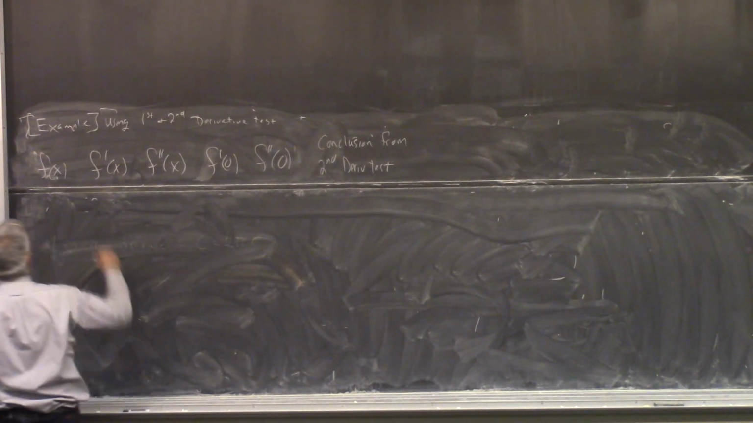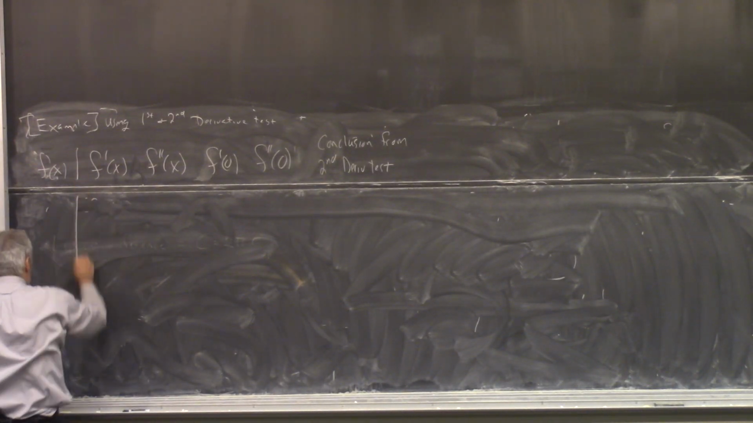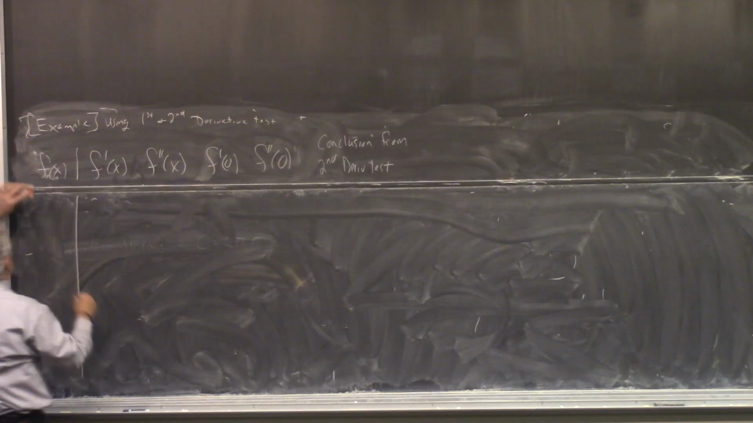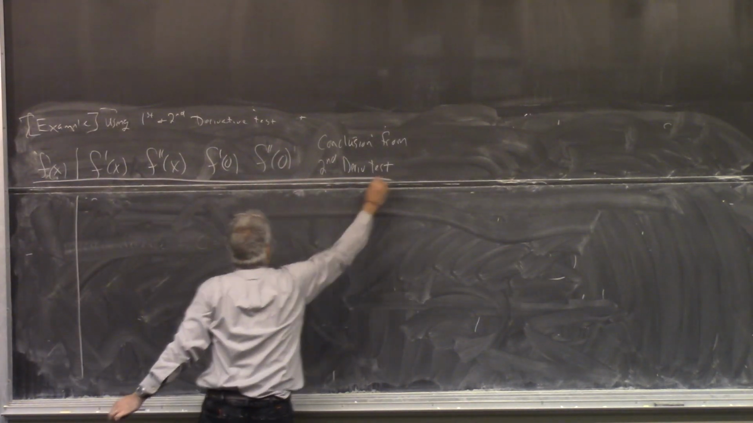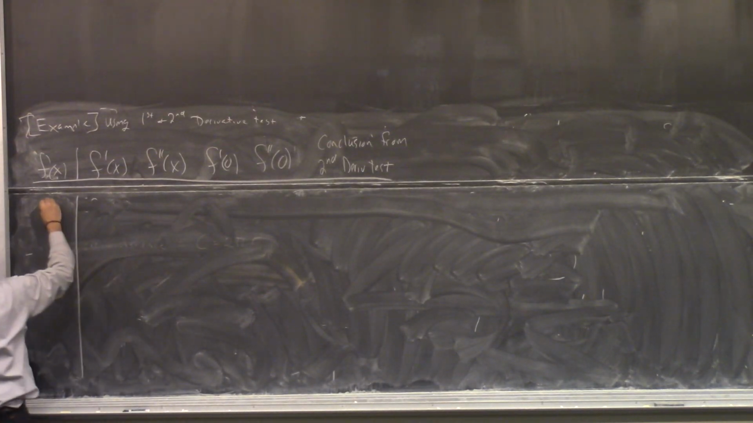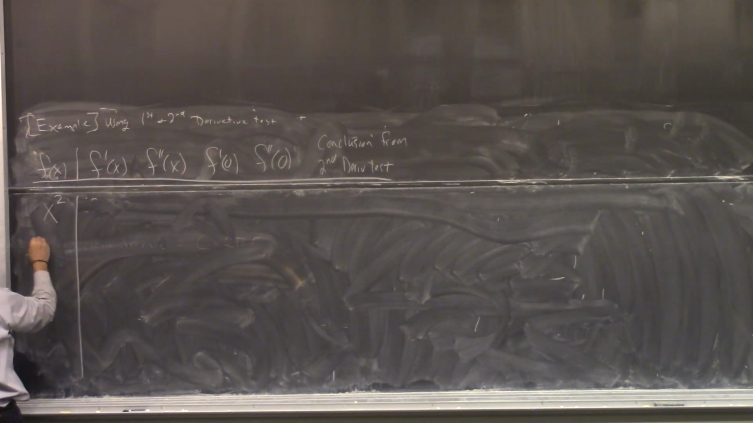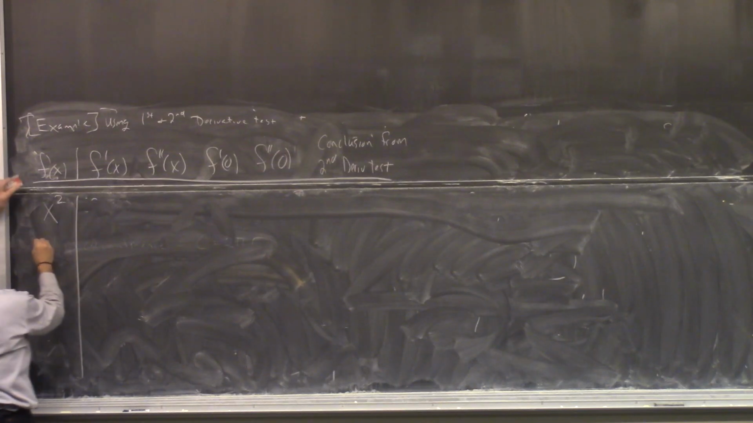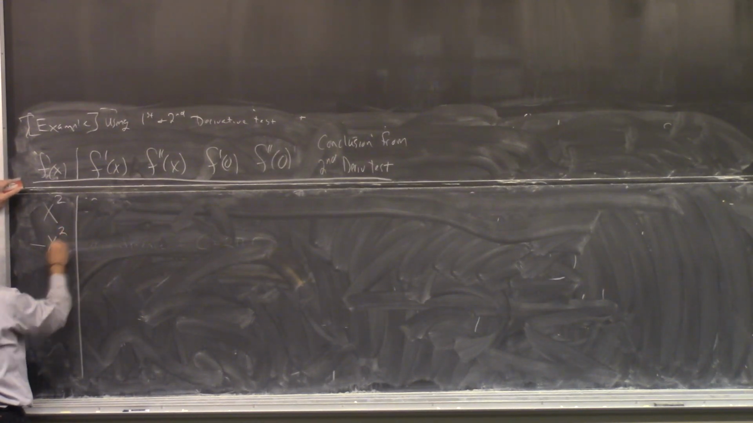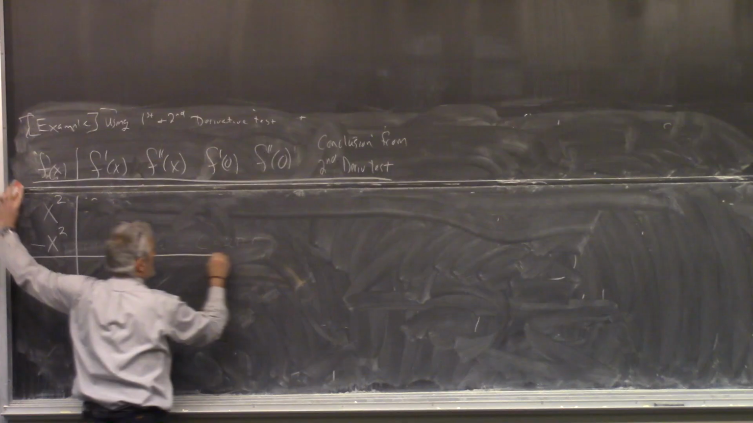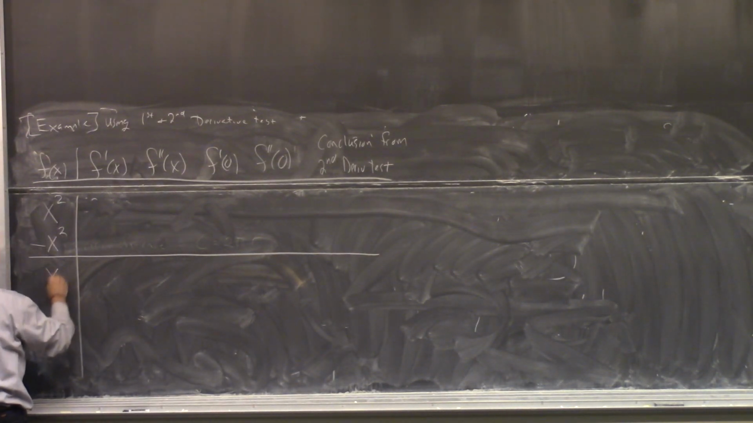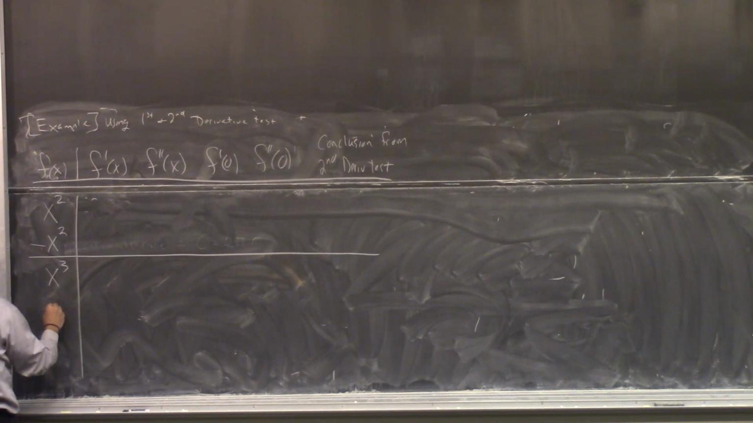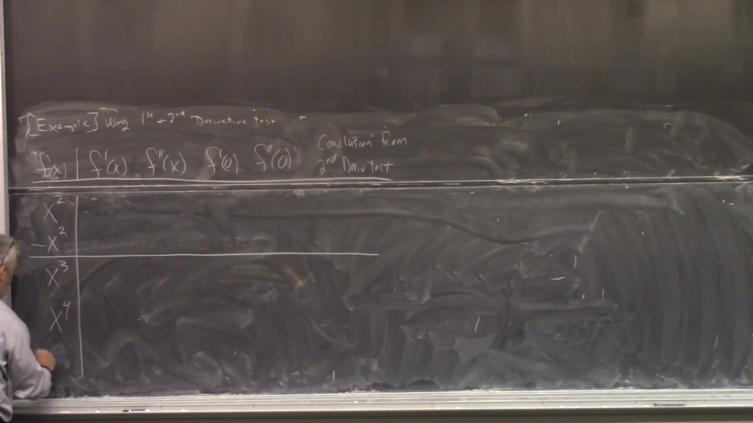Okay, everybody buckle up because I got a bunch of functions here. They're all pretty simple though. I've got y equals x squared, y equals minus x squared, y equals x cubed, y equals x to the fourth, and y equals minus x to the fourth.